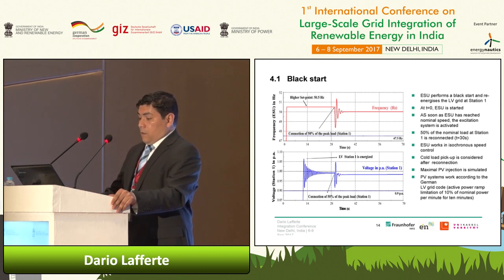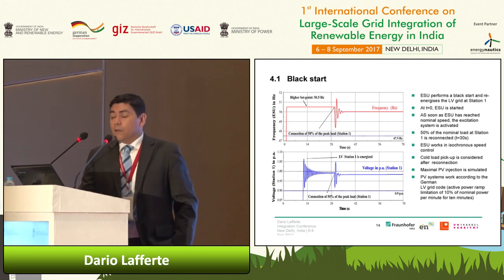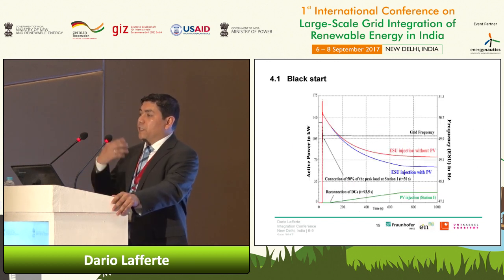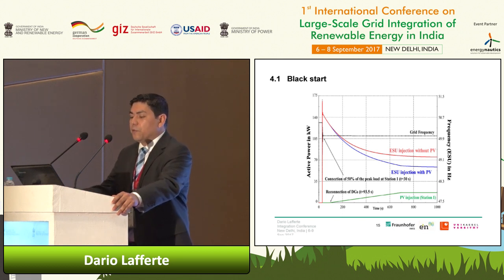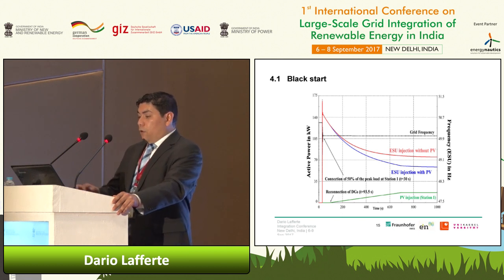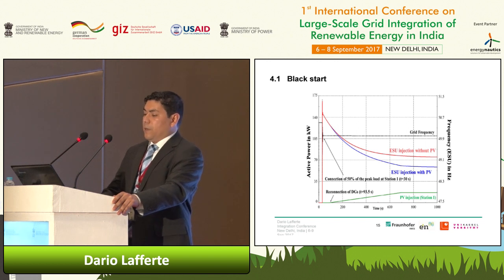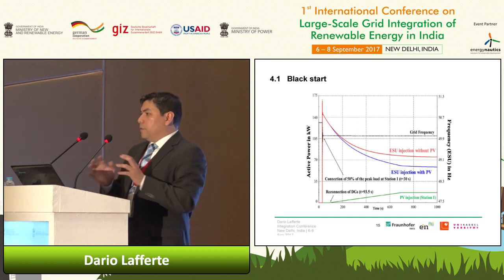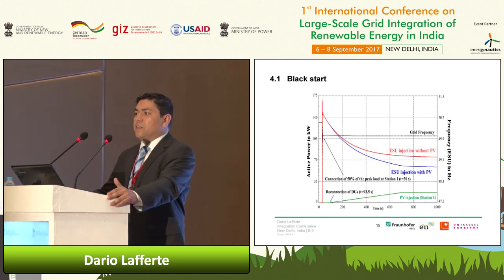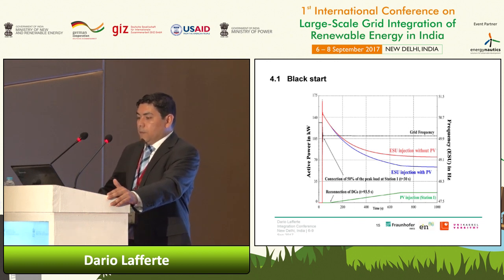And we can see here the graphic of the active power participation in the grid. In red, we have the ESU injection without PV, and in blue, the ESU injection with PV. In green, we have the injection of the PV system. We can also see the effect of cold load pickup and the reduction of the active power injection by the ESU. According to this 10-minute period, we have enough time to stabilize the frequency considering the PV injections.